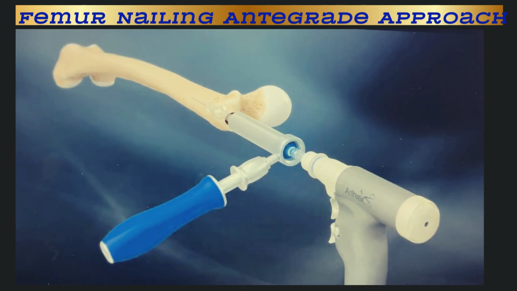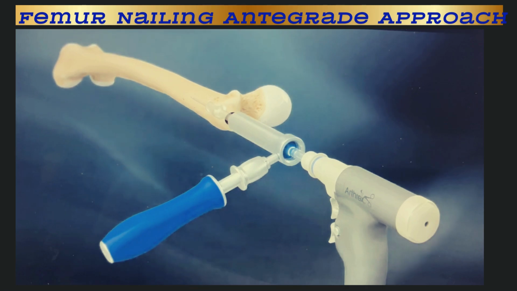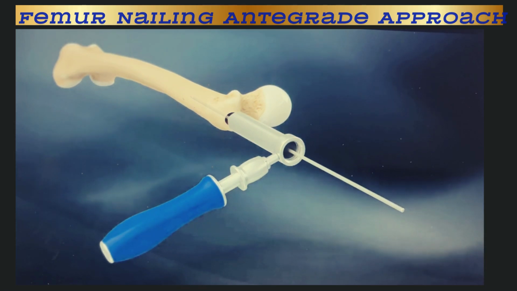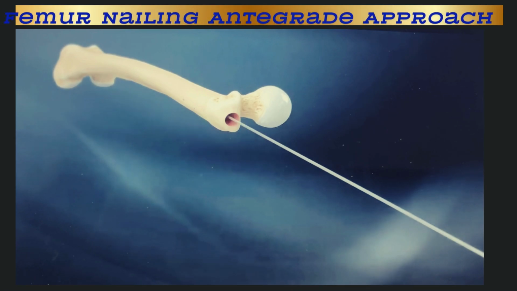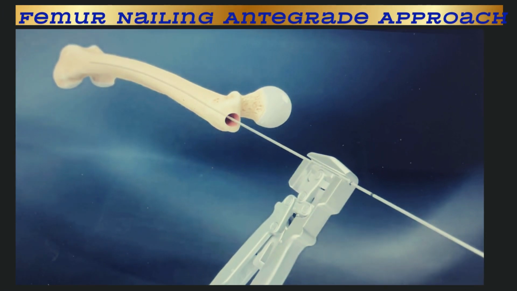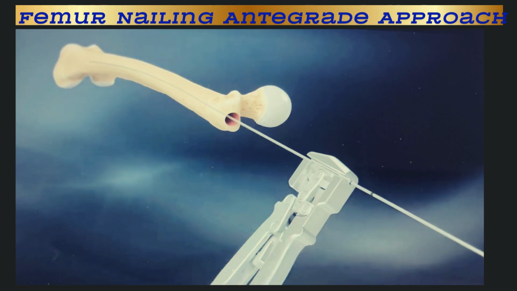Place the 13.5 mm cannulated entry reamer over the guide pin and ream the proximal fragments of the femur through the soft tissue protector. Use the guide wire gripper to advance the 3 mm ball nose guide wire to the level of the fracture.